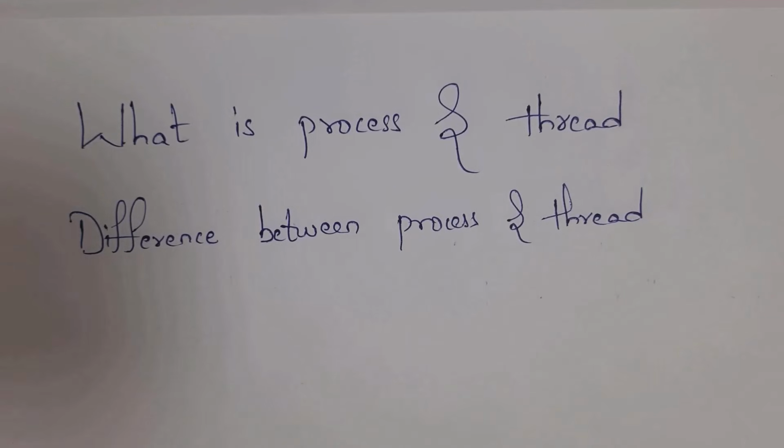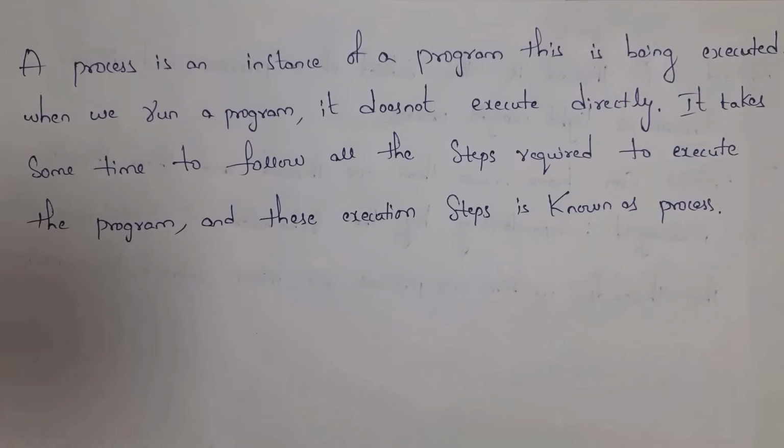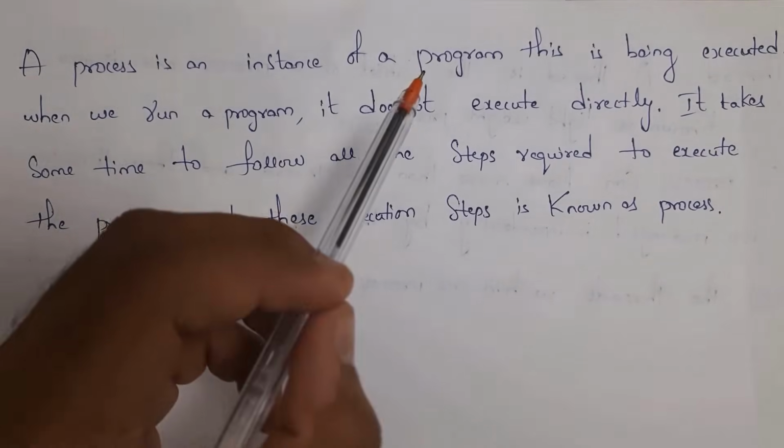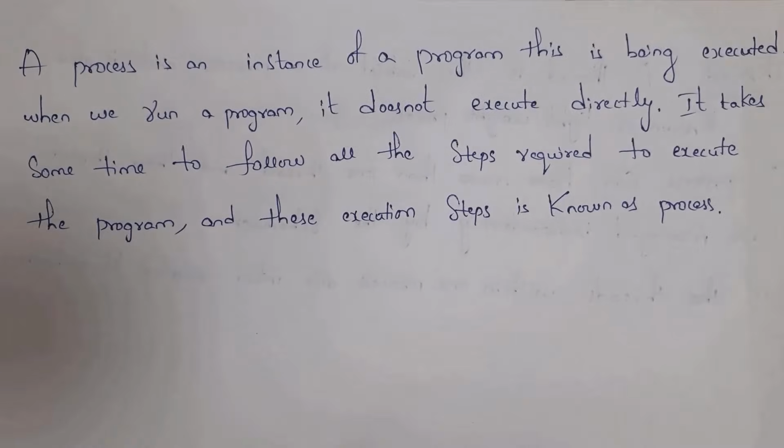Next I will explain what a process is. A process is an instance of a program that is being executed. A program which is being executed is known as a process. For example, I have written one program and I am executing that program. So we call that program a process.